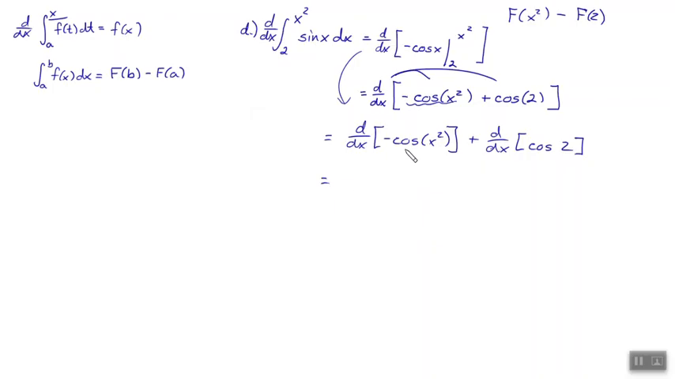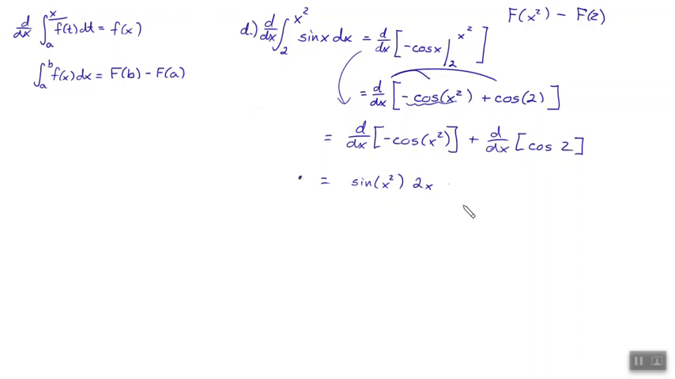When I take the derivative of this, it becomes sine of x squared times the derivative of x squared, plus the derivative of cosine of 2. It's just a number. What's the derivative of a constant? It's 0. So this is where I end.